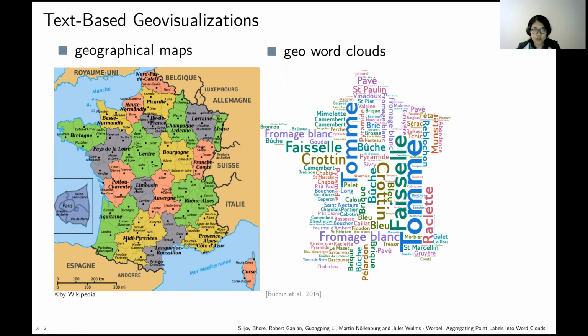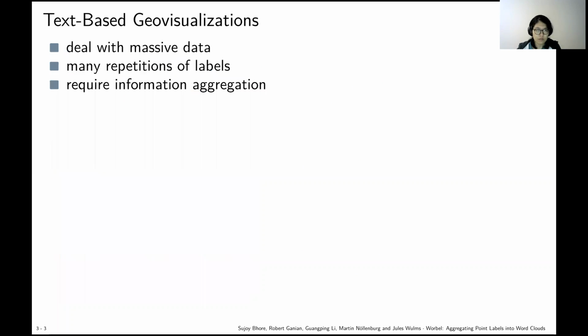There are various text-based geo-visualizations. For example, this popular geo-word cloud, where the labels are placed inside a geographical region. The text-based geo-visualizations normally deal with massive data. There could be many repetitions of these categorical labels. Thus, it requires information aggregation.